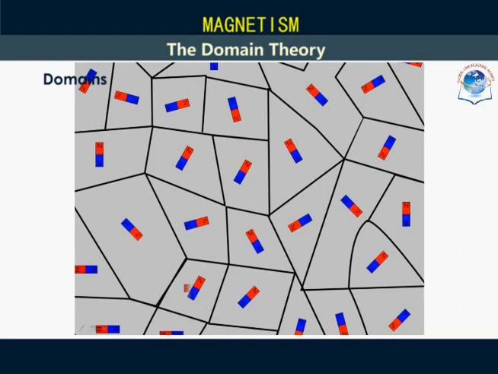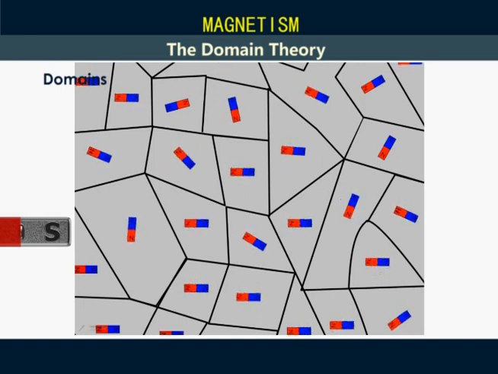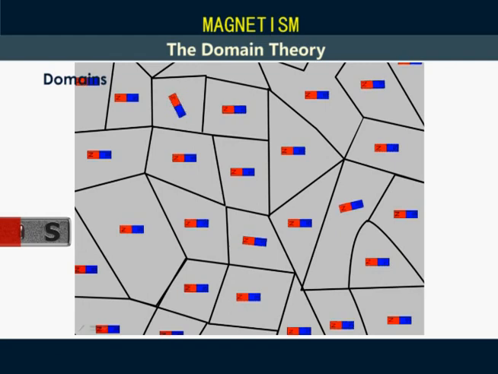Such a material becomes magnetized when the tiny magnets point in one direction. For instance, when a magnet is brought close to this material, the magnetic field strength increases and all the domains point in one direction and the material is saturated. In other words, it is magnetized as much as it could be.